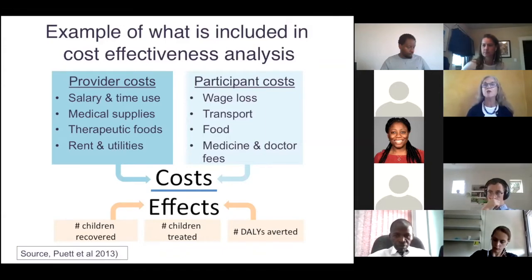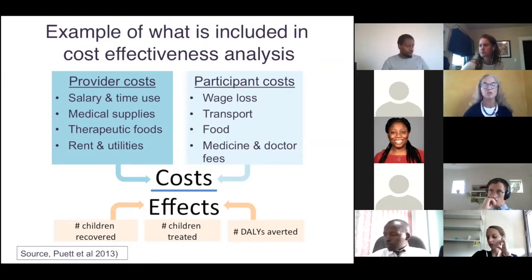This becomes the numerator in a cost-effectiveness ratio. You divide these costs by the various outcomes of your program. You may have a number of children recovered, for instance, the number of all beneficiaries. You may calculate a disability-adjusted life year. You may look at the number of children treated.